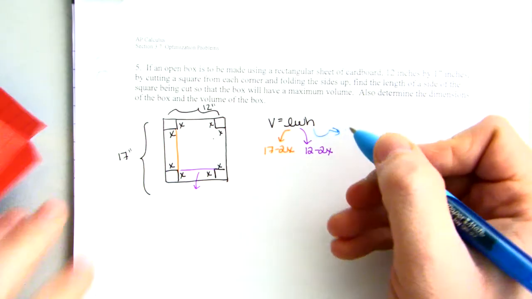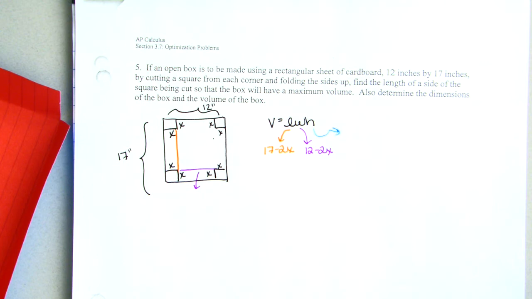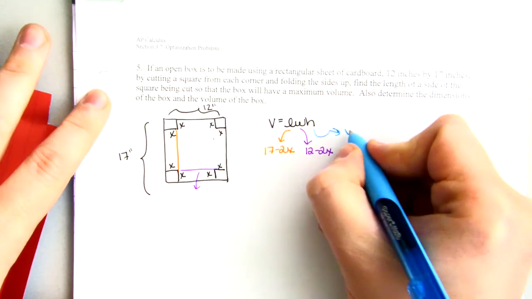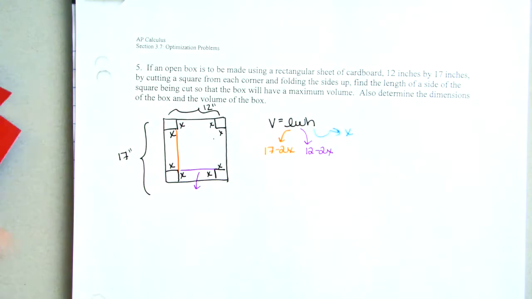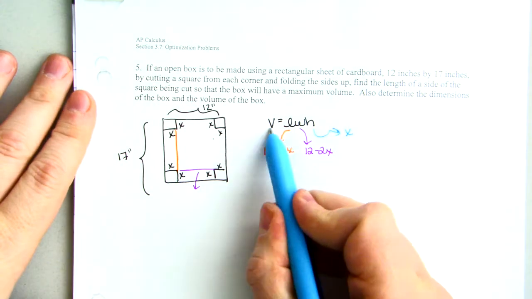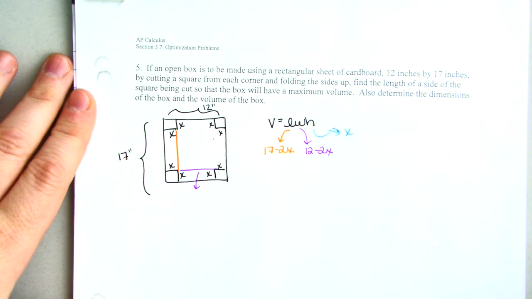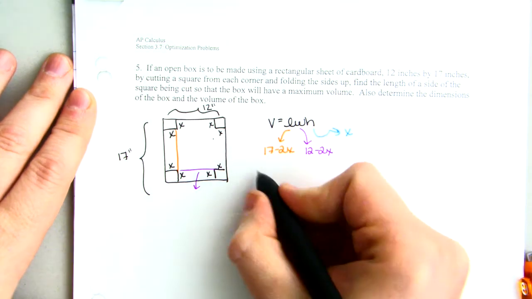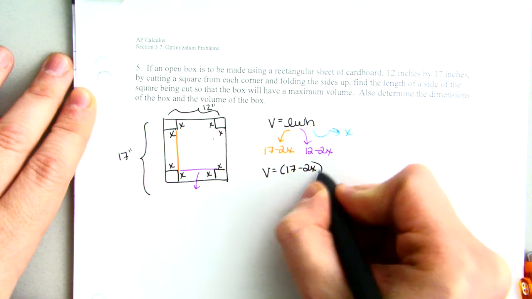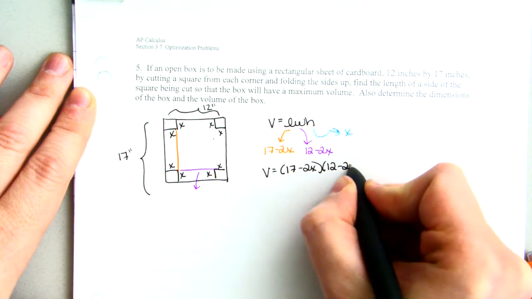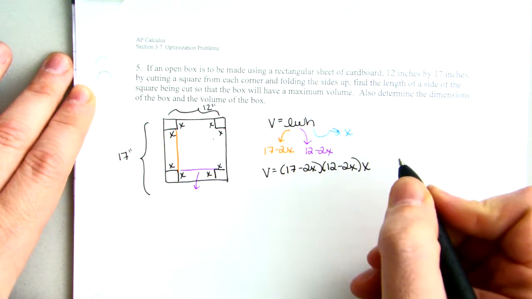Any idea what the height of the box is going to be? I think my height is just going to be x. Basically, however much of the square we cut out, that's how high this box is going to go when we fold things up. This was my primary equation. These are my secondary equations. I can get V equals 17 minus 2x times 12 minus 2x times x.